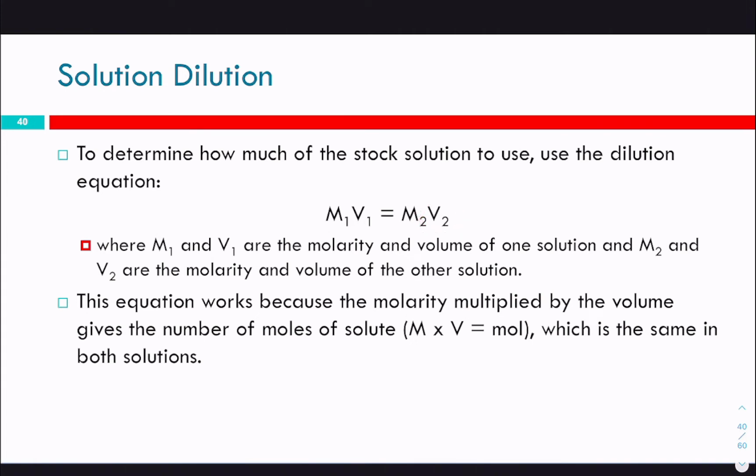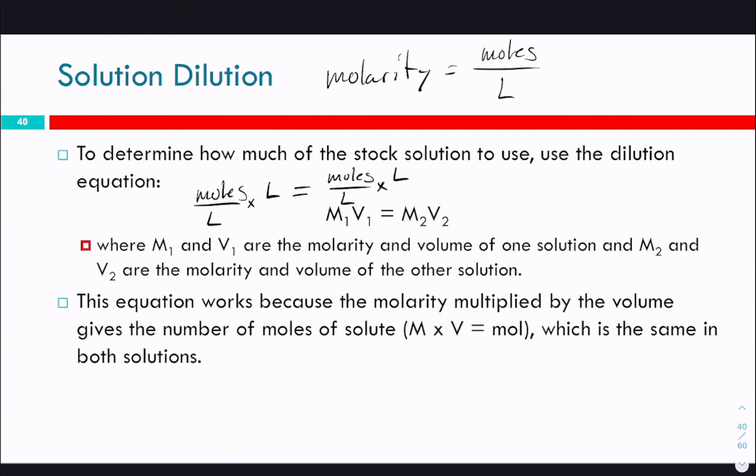And what's happening here is we're sort of removing volume from the equation, because molarity equals moles over liters. So liters is a unit of volume. So if we take moles over liters and multiply that by liters, we'll get moles. And then on the opposite side, we're doing the same thing. We're taking moles over liters times the volume of that solution, and also just ending up with moles.